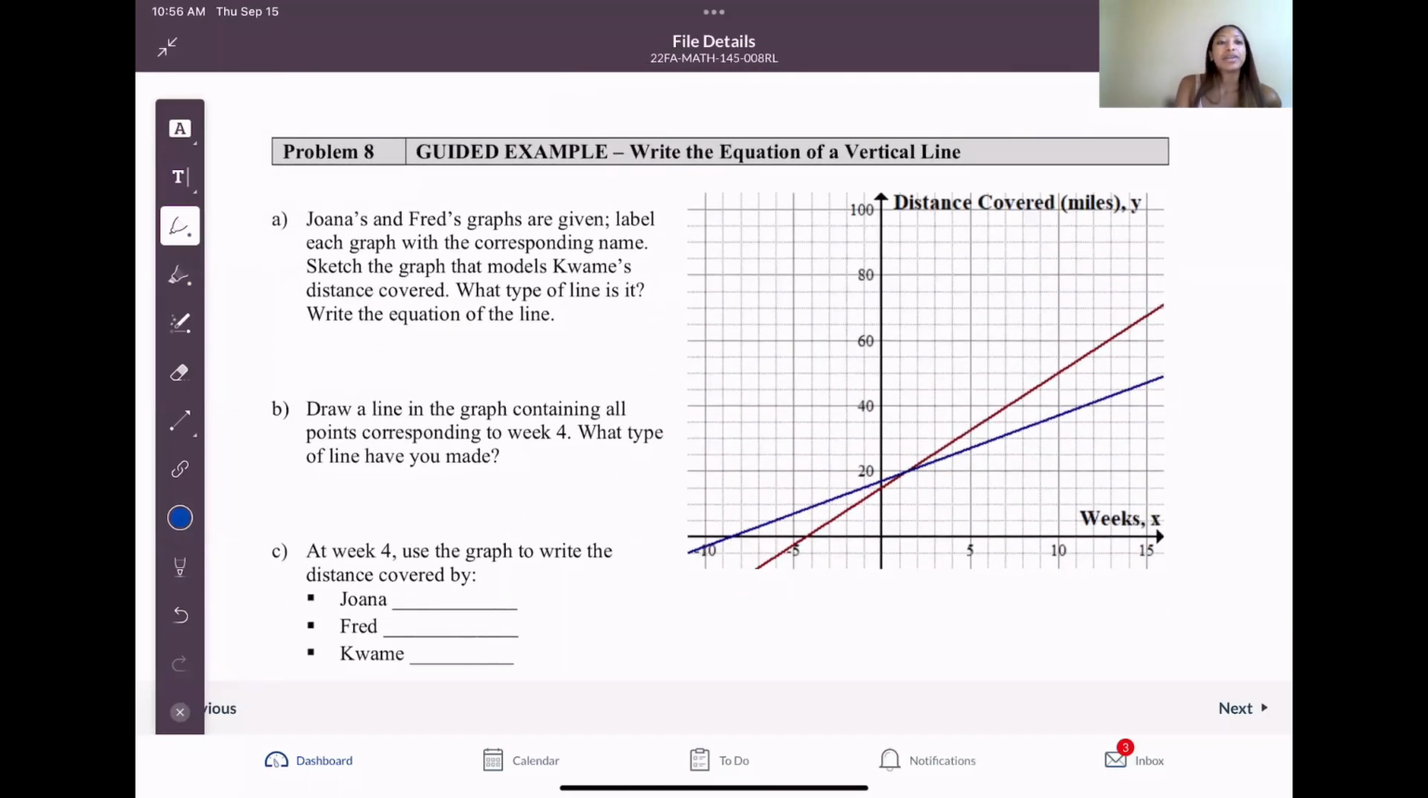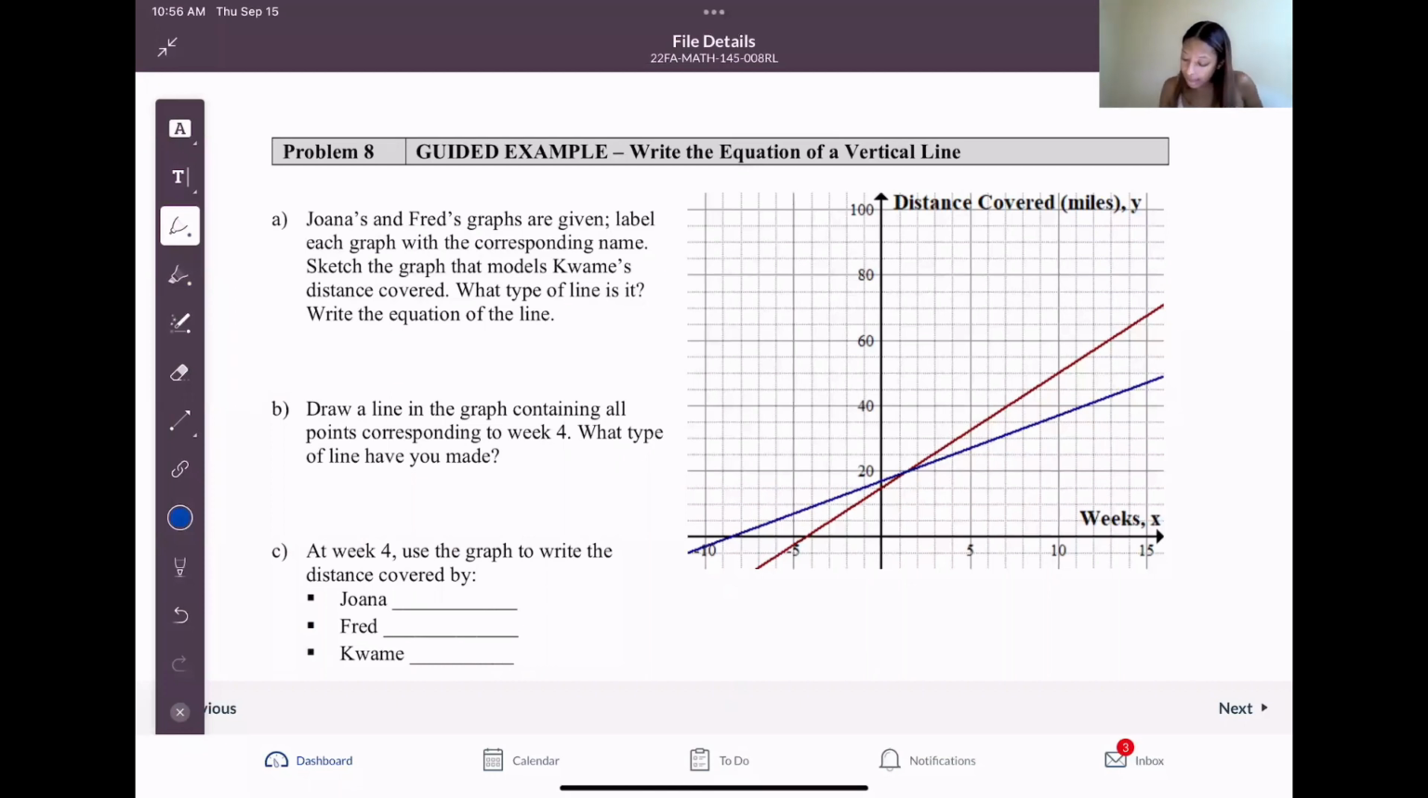All right, so Joanna and Fred's graphs are given below. Label each graph with the corresponding names. Sketch the graph that models Kwame's distance covered. What type of line is it? And write the equation of the line. And then draw a line containing all points corresponding to week 4. What type of line have we made?